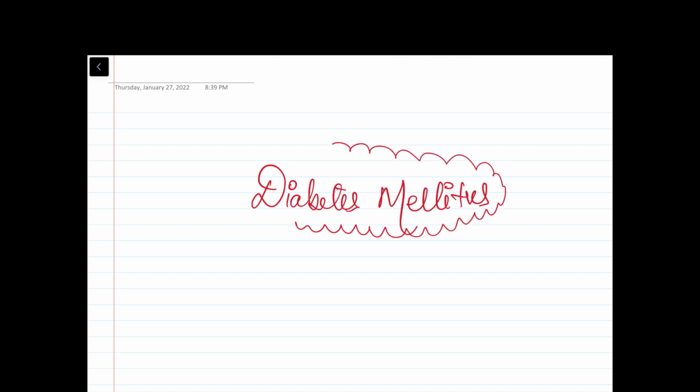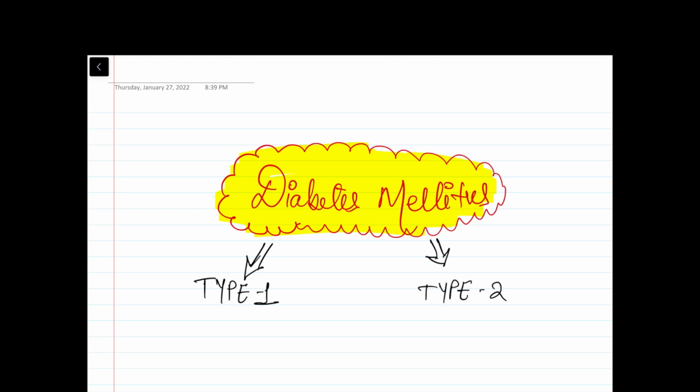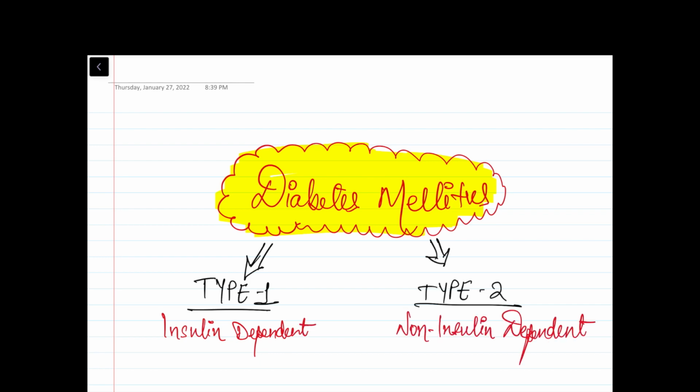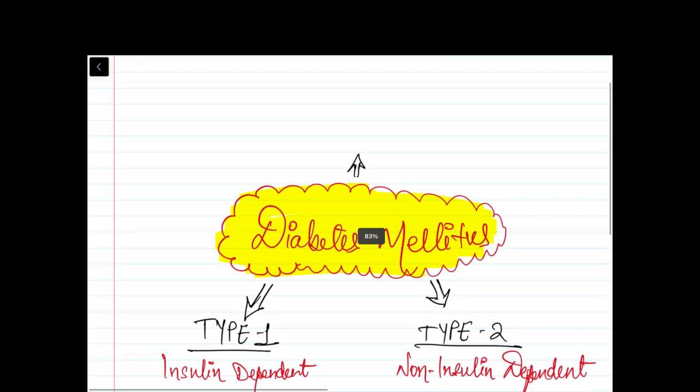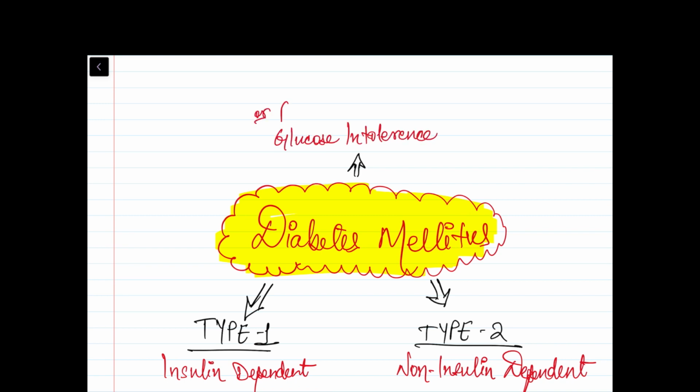Today we are going to talk about diabetes, which is one of the most popular topics to be asked in competitive exams. Diabetes is basically two types. The first one is type 1, which is insulin dependent, and the second one is type 2, which is non-insulin dependent. Another less commonly known type of diabetes is glucose intolerance or impaired fasting glucose.